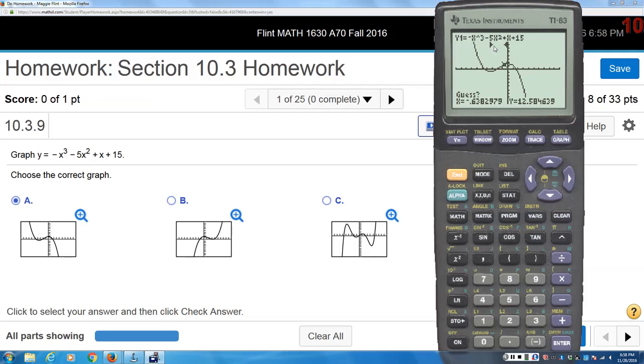and my two little arrows point towards each other, so I'm good. My intersection is in between where those two arrows are. So I hit enter one more time, and it says the other 0 is at negative 2.11, comma 0. Okay? Now we have to round those off because they're not exact values.